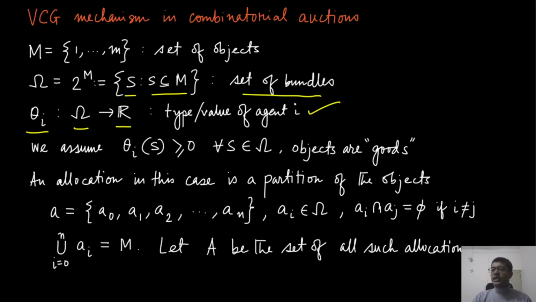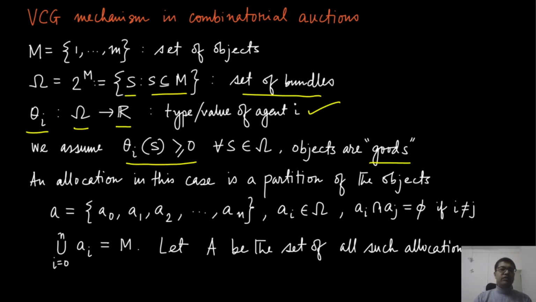And we are also going to assume that these values are all non-negative. That means we are only considering objects that are goods. The other thing would have been bads. So maybe if there are some objects which incur some cost for you, that would have been considered as bads, because if you are given that object or that bundle, your utility or your valuation would have been negative. But we are ignoring that for a while. So here we are only considering the combinatorial allocation of goods.